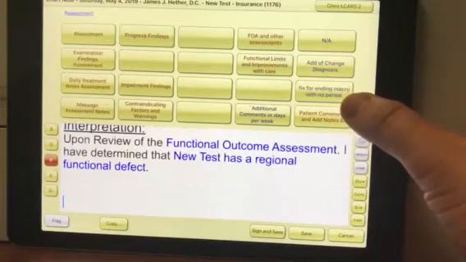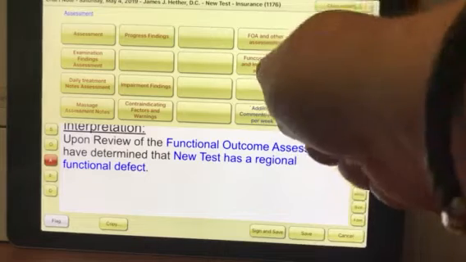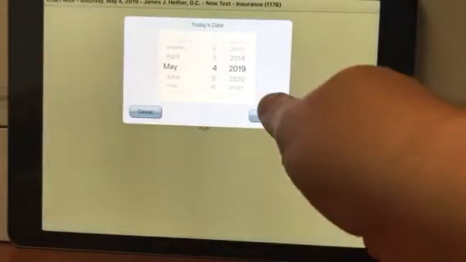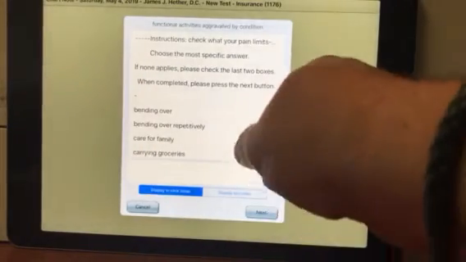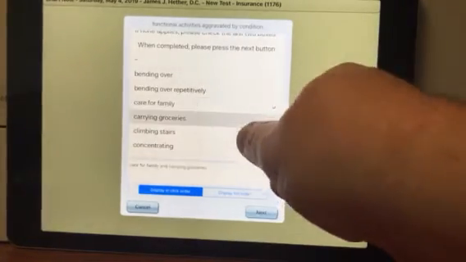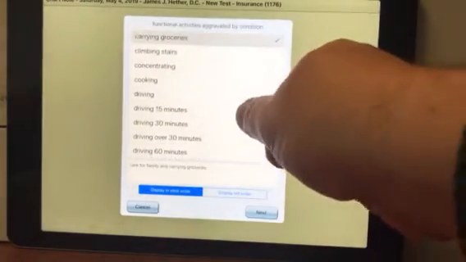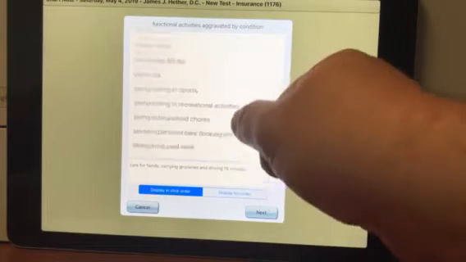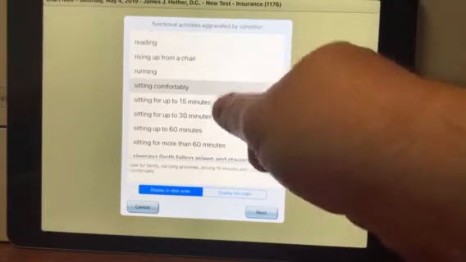Oh, I mentioned if the person was going to do functional limits, we would just hit the functional limits on the next visit, ask them what their pain's interfering with. They can go down this whole list. I normally do this on the second visit, but we'll just show you what it looks like today. They have problem carrying groceries, caring for their family. They have a hard time driving for 15 minutes. They have no problems lifting, and let's just say they have a problem sitting comfortably.